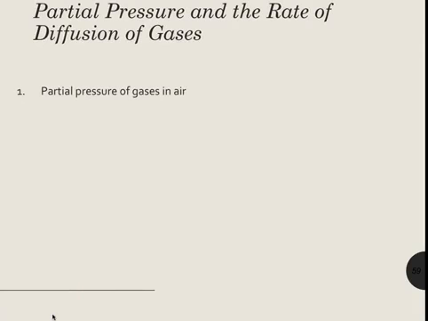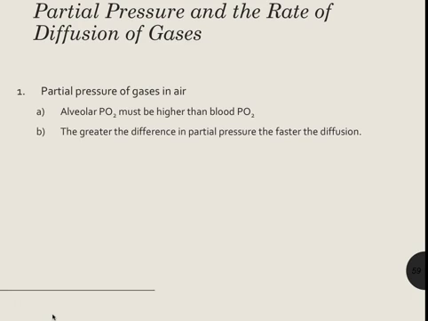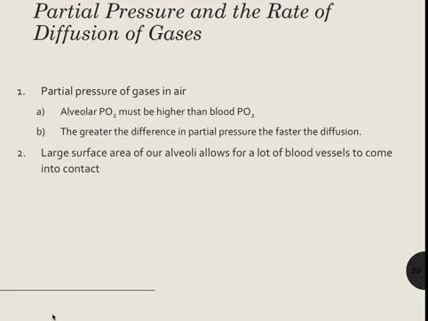So what affects the rate of diffusion of gases? Well, one, the partial pressure of the gases, right? So alveolar oxygen has to be higher than blood oxygen. If the partial pressures are the same for whatever reason, like, I don't know, you're stuck in the typical movie scenario where most of the oxygen in the safe has been used up, well, you're going to suffocate. The greater the difference in partial pressure, the faster the diffusion. So we saw that. If you increase partial pressure, it'll diffuse faster.